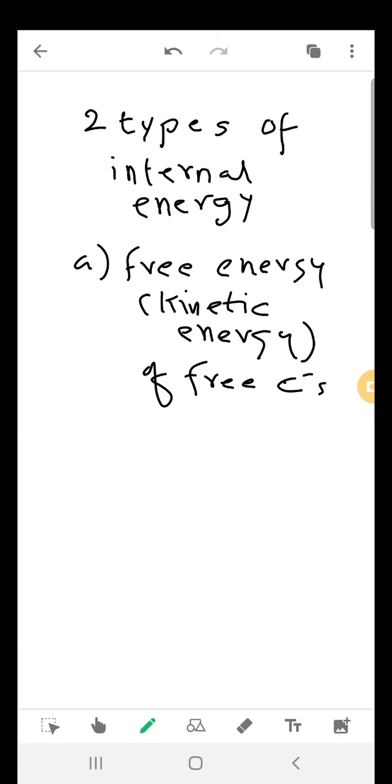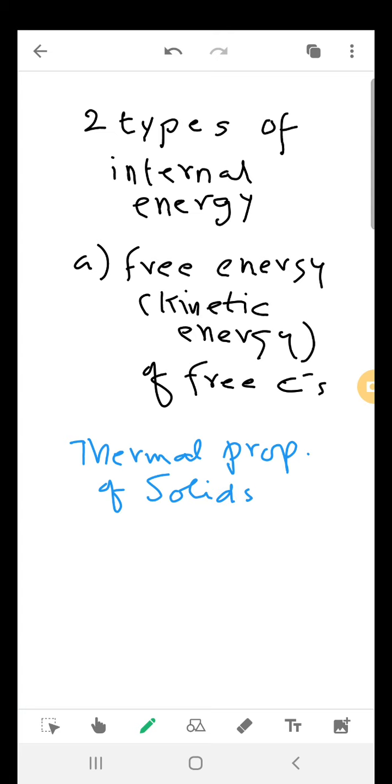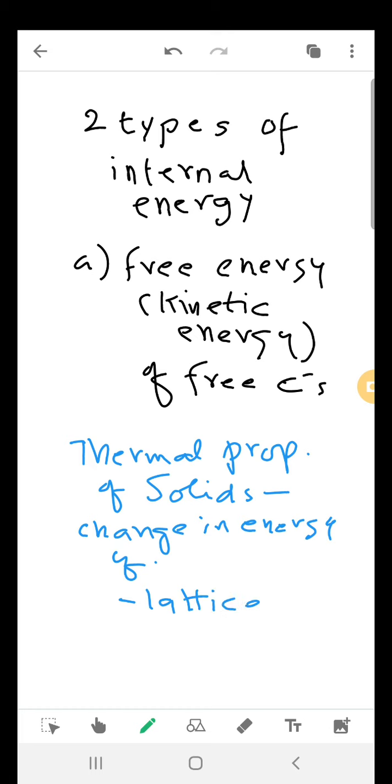And the thermal properties of solids depend totally upon the change in the energy of the lattice and free electrons.